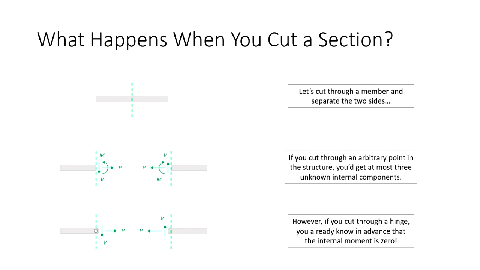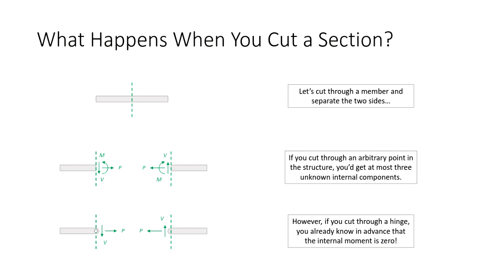The first thing to keep in mind is that if we're looking at a two-dimensional structure, whenever I cut through some arbitrary point, I have at most three unknown forces: an unknown force in the x direction, an unknown force in the y direction, and an unknown moment. It corresponds with my three equations of equilibrium: sum of forces in the x direction, sum of forces in the y direction, and sum of moments. But what happens when you cut through a hinge? Remember, a hinge is a moment release. If I cut a section through a hinge, I can still have an axial load and a shear, but I'm not going to have a moment. That's what makes a hinge so special. Whenever you cut through the hinge, you know that the internal moment is zero.